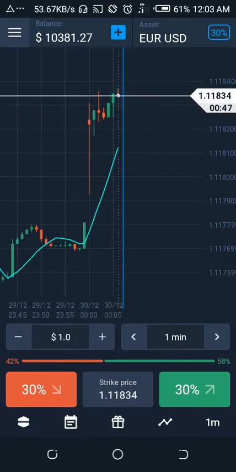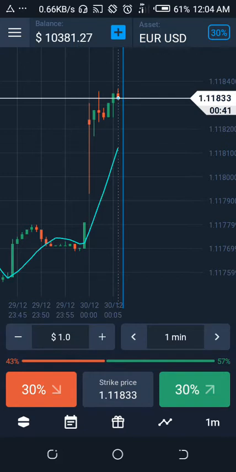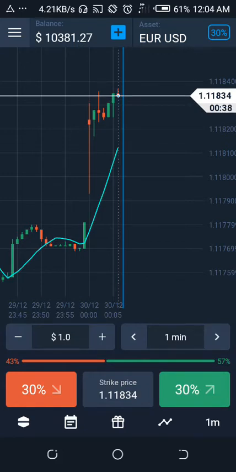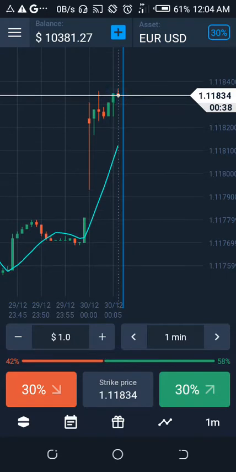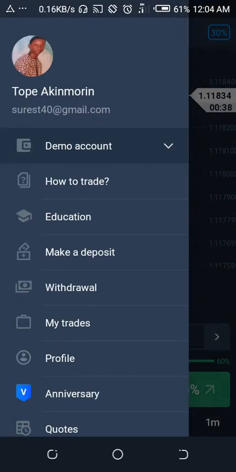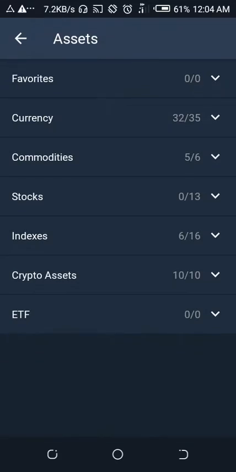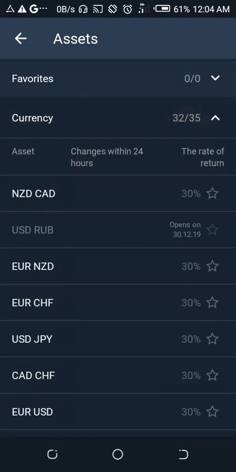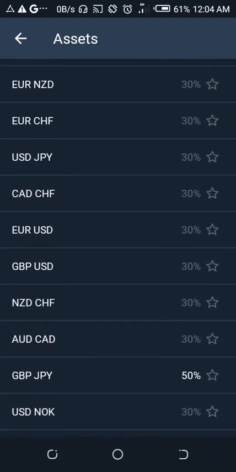My name is TOPE. I would like to make a video on binary trading using the Trade app. Trade is an online financial instrument trading platform that you can trade on different products such as, we have the list of the products. You can trade on currency, as you can see. Here are the different currencies that you can trade on.